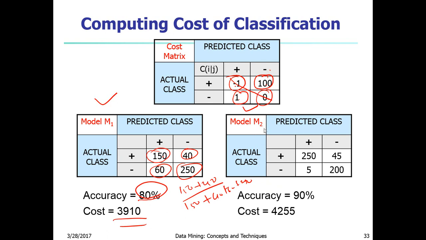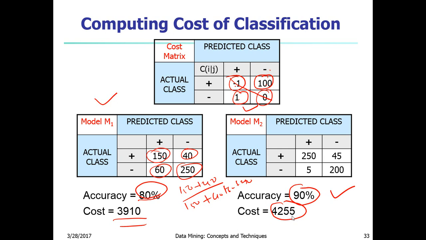If you look at model 2 and calculate the accuracy, it comes out to be 90%, but the cost is higher. The cost is coming out to be 4255. Now your question is, which model should be used ideally? Going by the accuracy, you should say that model 2 is the better model because the accuracy is higher by 10%. So that is a clear answer. But the cost is more.